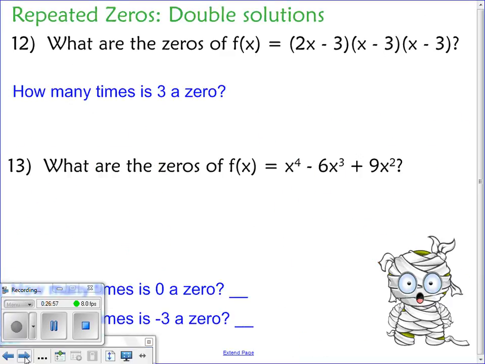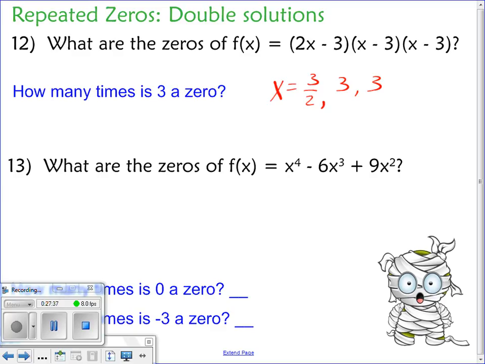All right, so here we go. The other part of this we've actually already kind of talked about is repeated zeros or double solutions. So what are the zeros of that? It's already in factored form. So what would you tell me the zeros are or the answers are here? 3 and 3. So how many times is 3 a zero? Twice. Now, this will actually come into play when we start looking at graphs, because how would you recognize looking at a graph that 3 shows up twice? When you're trying to figure out how many answers you can find on the graph, how do you recognize that?